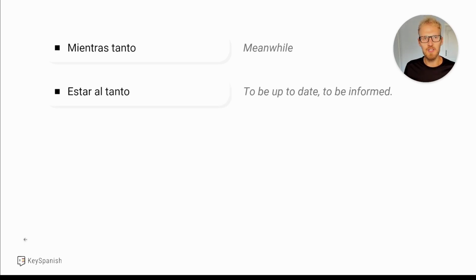Estar al tanto, this one is interesting. It's to be up to date, to be informed, right? For example, ¿tú estás al tanto de las noticias sobre España? Are you up to date with the news about Spain? ¿Estás al tanto? A similar structure is mantener al tanto a alguien, to keep someone informed or up to date. Mantener a alguien al tanto.